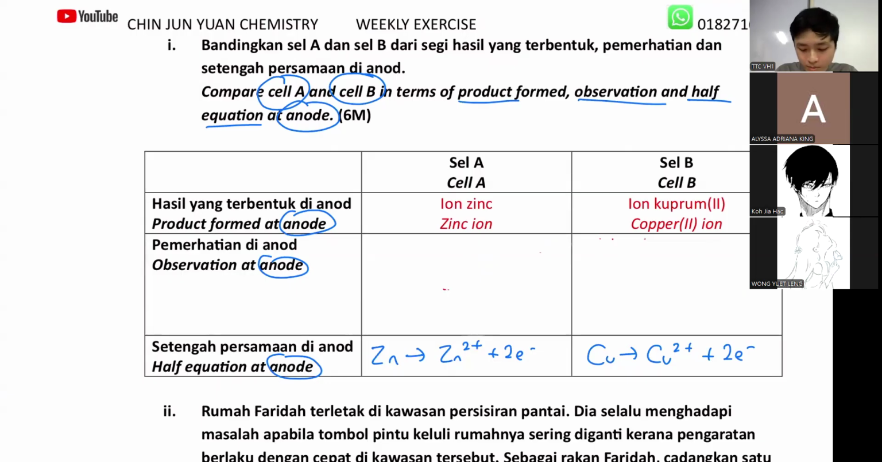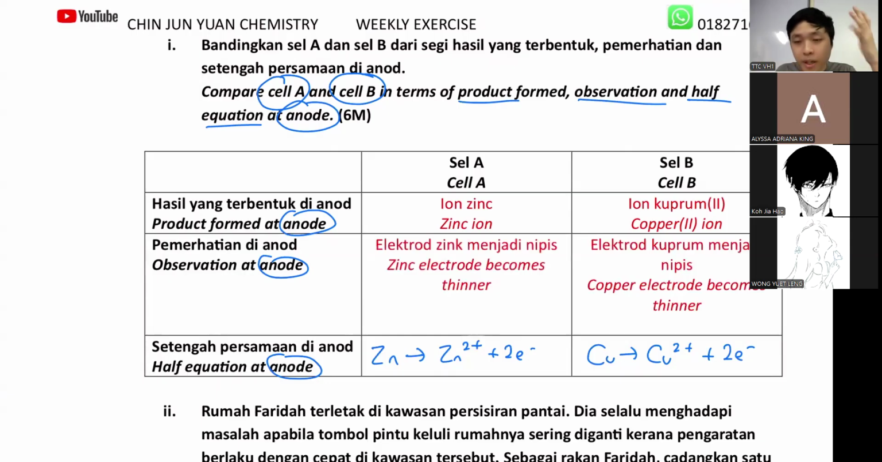Observation: both become thinner. It's just that this one is the zinc electrode becoming thinner, and this one is the copper electrode becoming thinner. That's it.